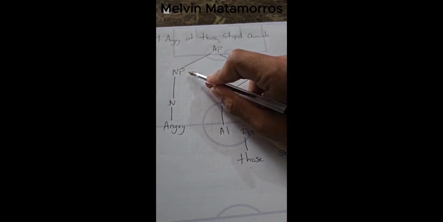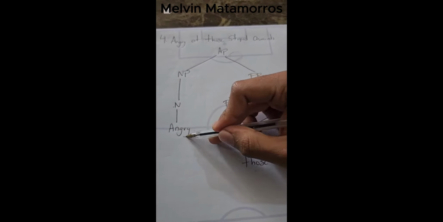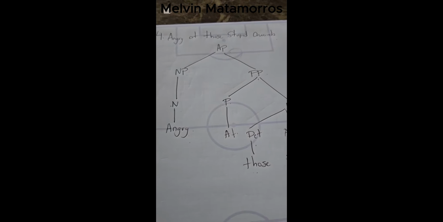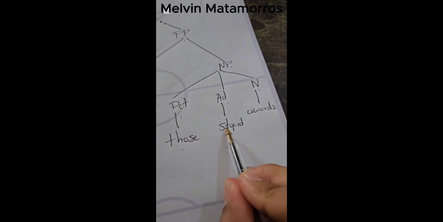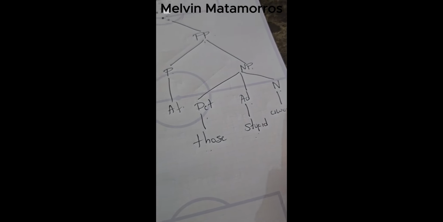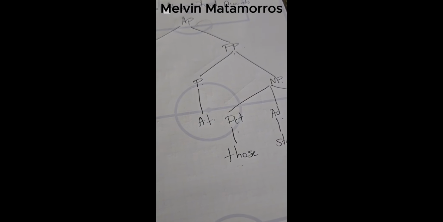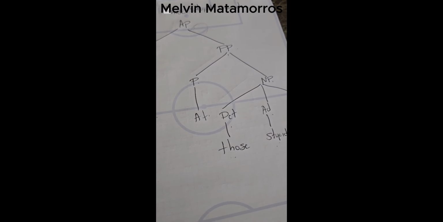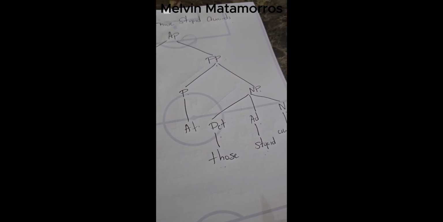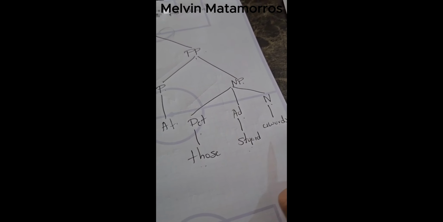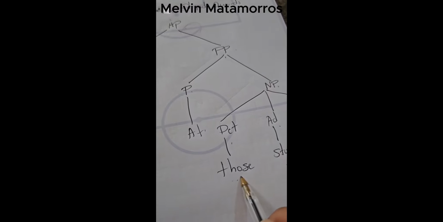AP, NP, and angry. The main word is angry. The noun phrase has a complement: at those stupid awards. That explains what or why the person is angry in this case. Within the prepositional phrase, the main noun is awards, and those is a determiner in this case.